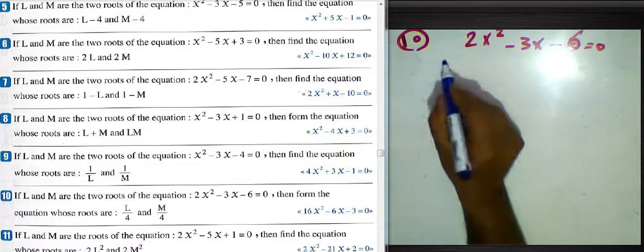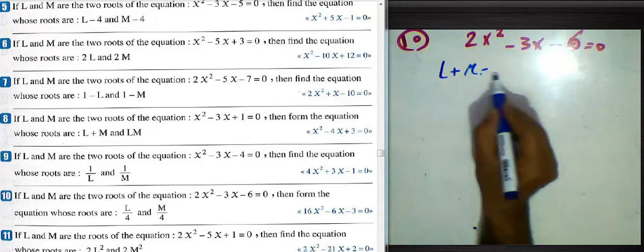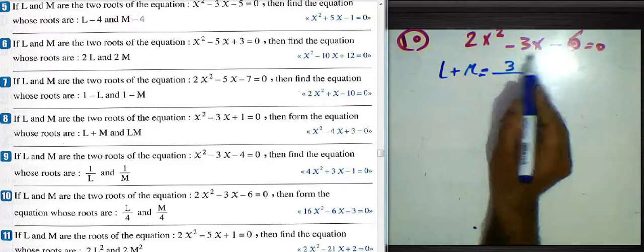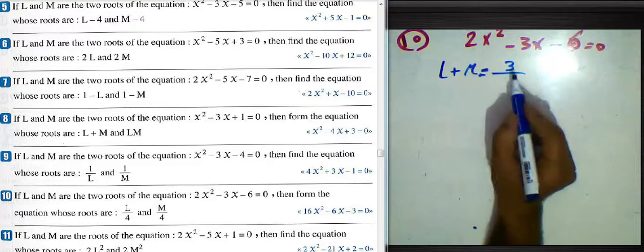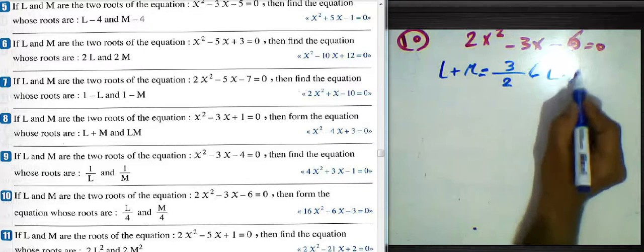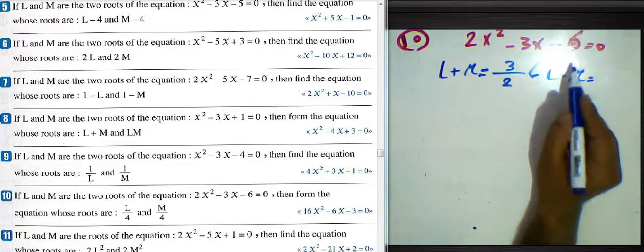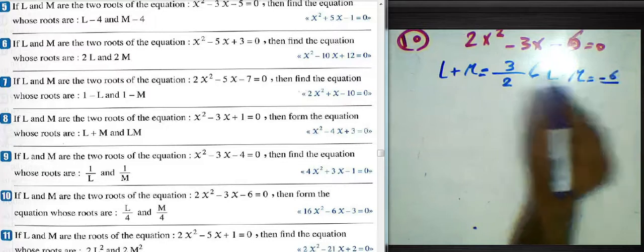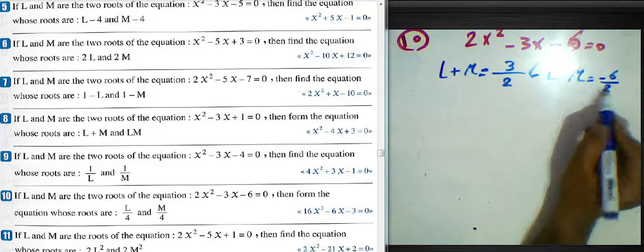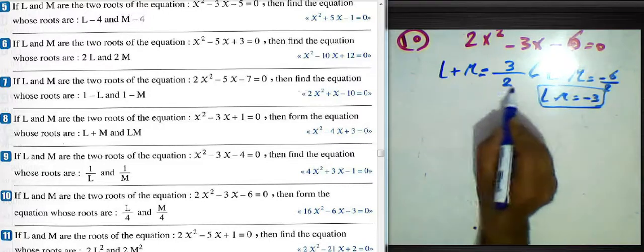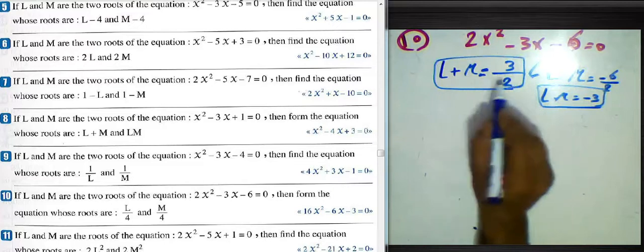First we know L plus M equal negative coefficient of x over coefficient of x power 2, and we know L product M equal negative 6 over 2. So the product between L and M equal negative 3, and L plus M equals 3 over 2.